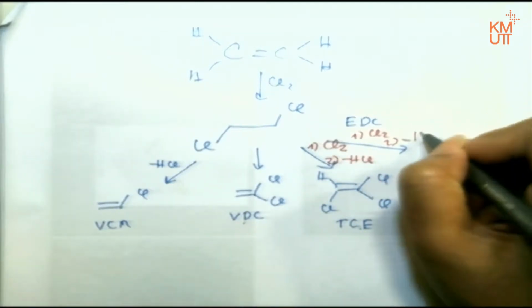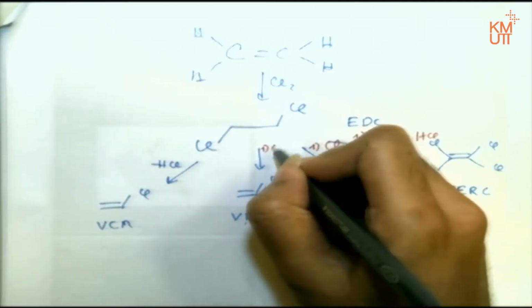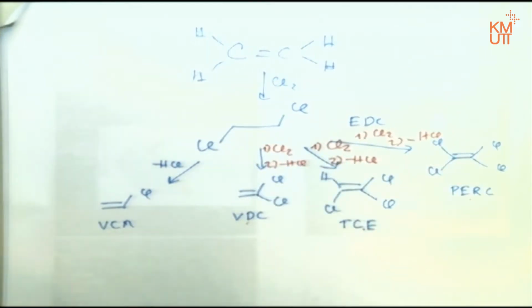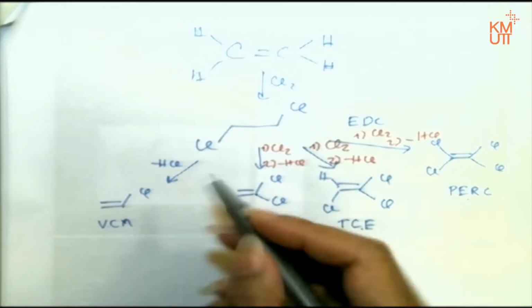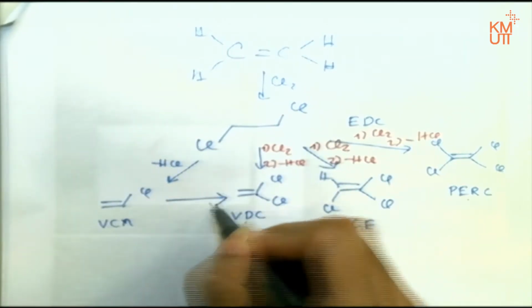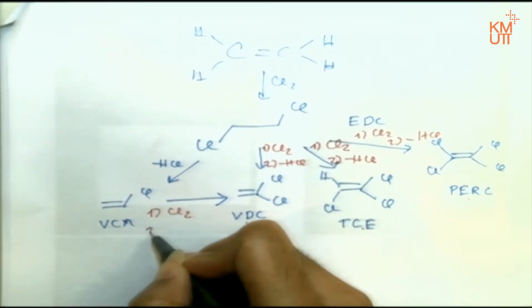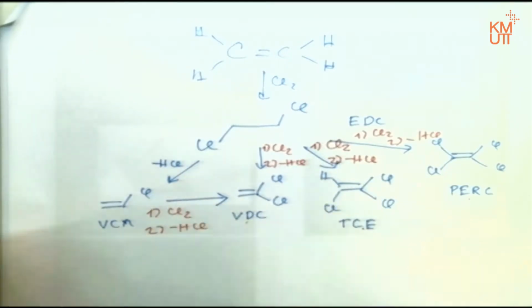Coordination, elimination, coordination, elimination. Okay. You can also convert VCM to VDC, also in two steps. The first one is coordination, and the second one is elimination. Okay, that's all. So you can just try to write this flow chart by yourself, so you can see the connection between the different components.